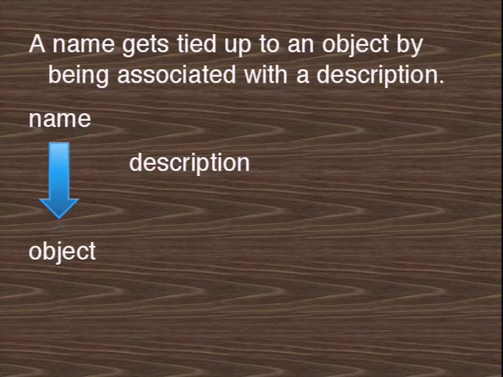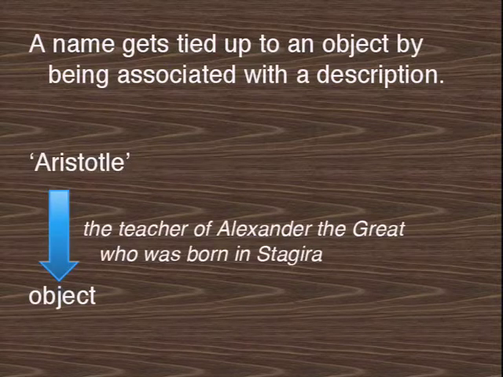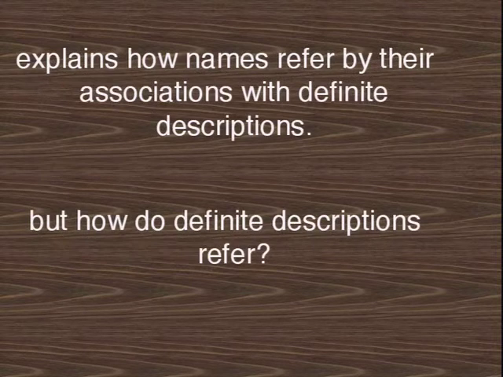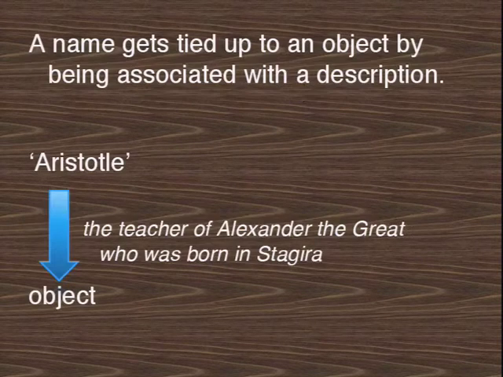If you want to know how a name like Aristotle is getting hooked up to the object, it's by being connected with a description. So if you want to understand how Aristotle gets hooked up to the person, it's by being hooked up to that description, the teacher of Alexander the Great, who was born in Stagira. So he's explaining how names refer, and that's quite plausible. You see why someone would say that, right? You don't know who Aristotle is. You never heard of it.